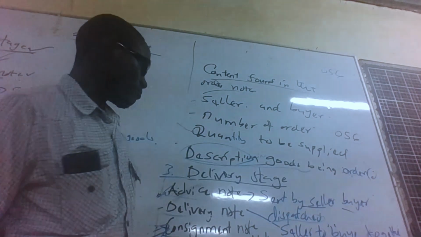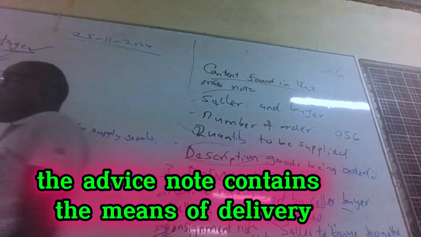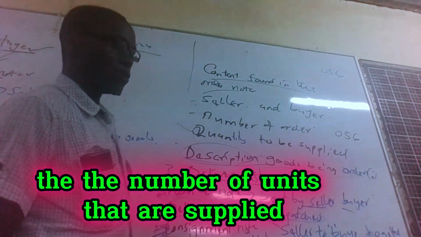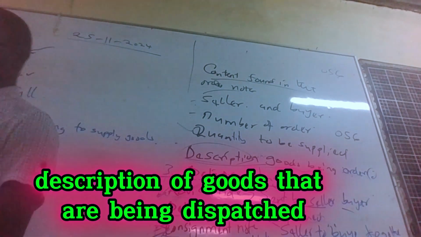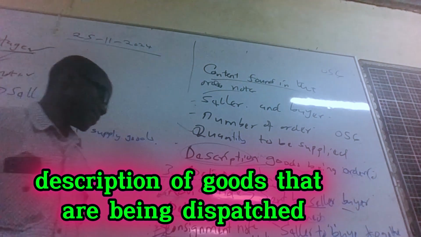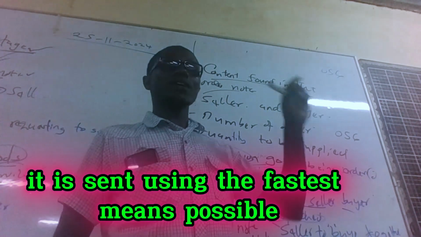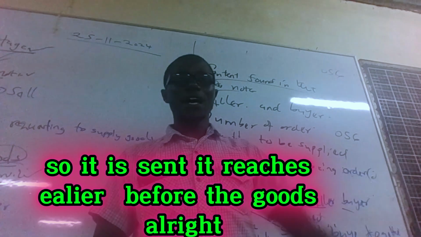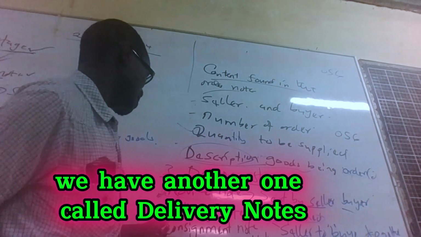And what does the advice note contain? The advice note contains the means of delivery, the number of units that are supplied, and also the description of goods that are being dispatched. This advice note is sent using the fastest means possible, so it reaches earlier before the goods arrive. We have another one called delivery notes.